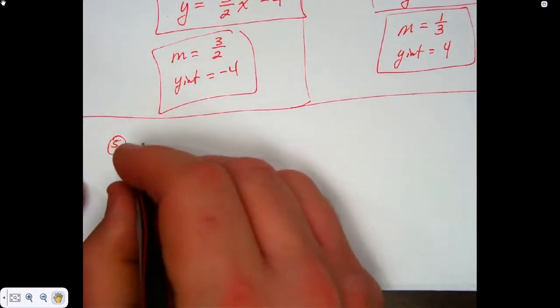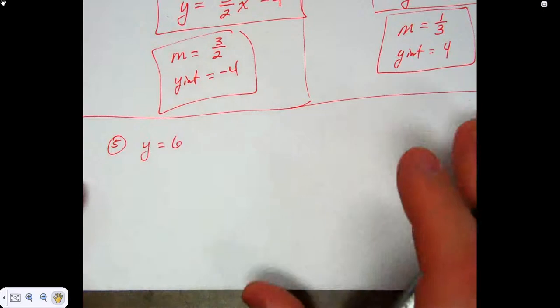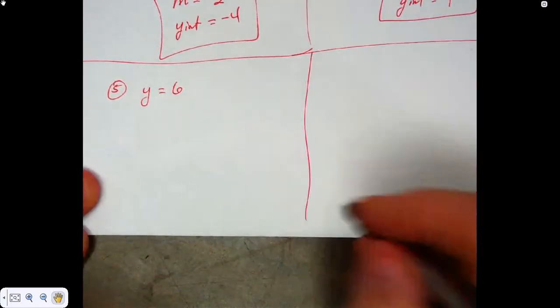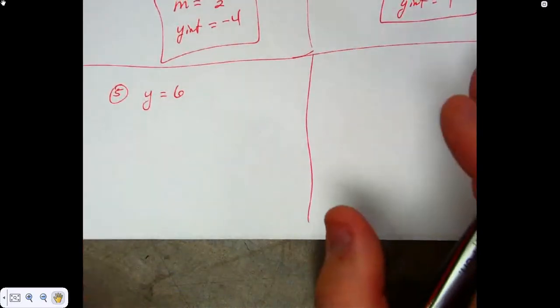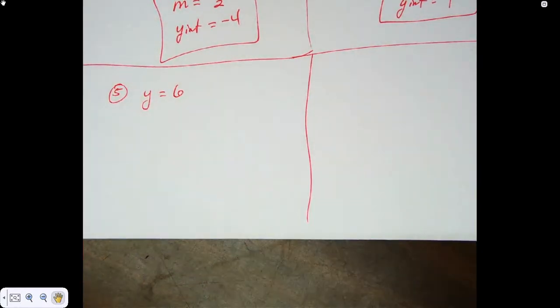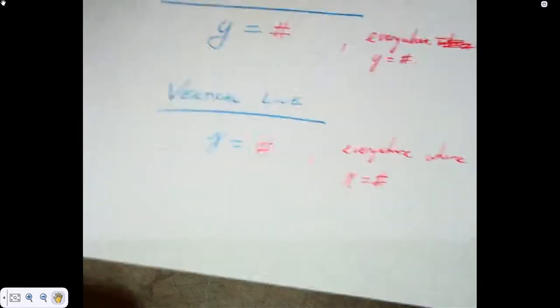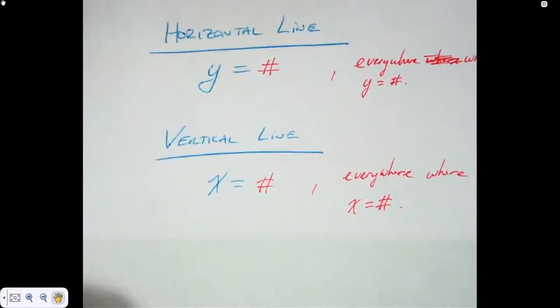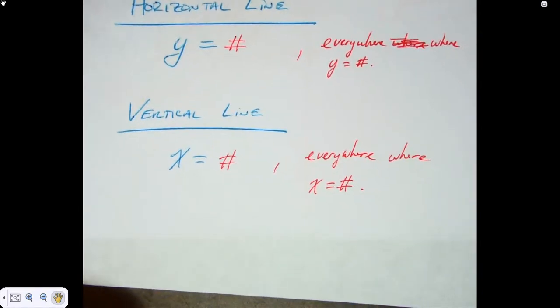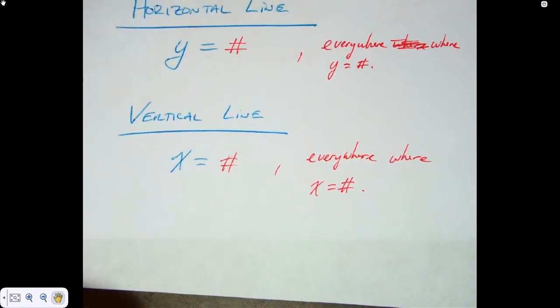5. Y is equal to 6. Okay, what should jump out at you here? There's not an x here. This should say to yourself, hey, something special about this equation, right? And then if you go and look at your notes, you see that what? Horizontal lines are in the form y equal to just a what? Number, and vertical lines are in the form what? X equal to just a what?